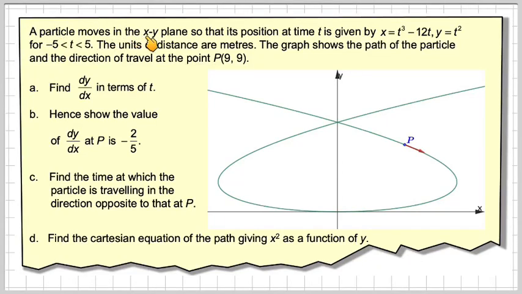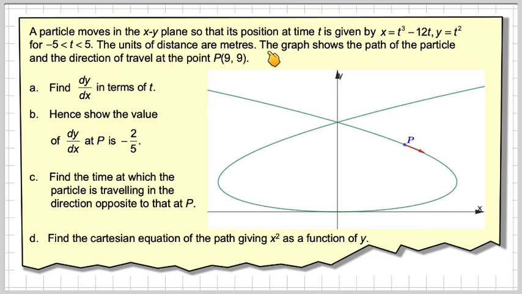A particle moves in the xy plane so that the position at time t is given by these parametric equations. x is t cubed minus 12t and y is equal to t squared, for t between minus 5 and 5. The units of distance are meters.